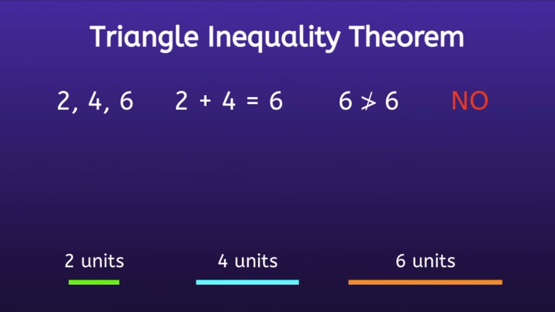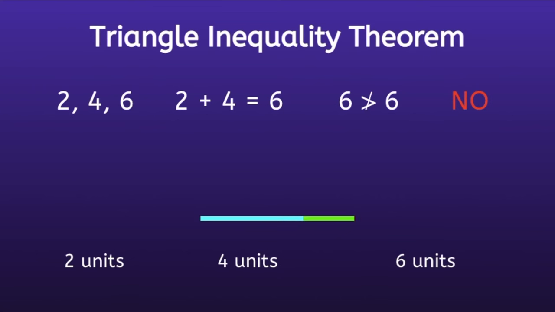Let's try it out and see if it does form a triangle. So we'll start with the base of 6 units, then we'll put in the 4 units and the other 2 units. If you notice though, when I put the 4 and the 2 on top of the base of 6, it forms a straight line, which means it cannot form a triangle.